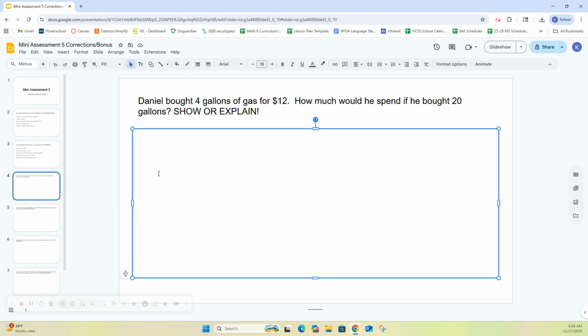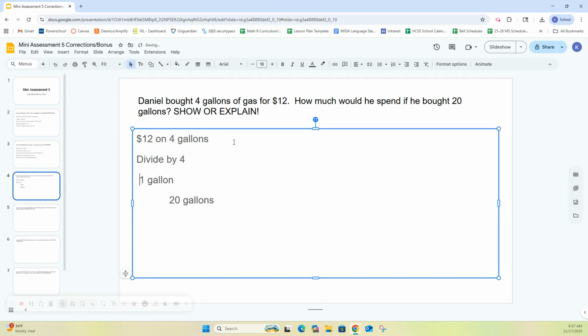Daniel bought 4 gallons of gas for $12. How much would he spend if he got 20 gallons of gas? All right, so we always need to start with our original rate. We spent $12 on 4 gallons. But we want to know, how much would it cost for 20 gallons? When we are solving a problem like this, we always want to go to our unit price first. So how much would it be for just 1 gallon? How do I go from 4 gallons to 1 gallon? That is correct. We divide by 4.